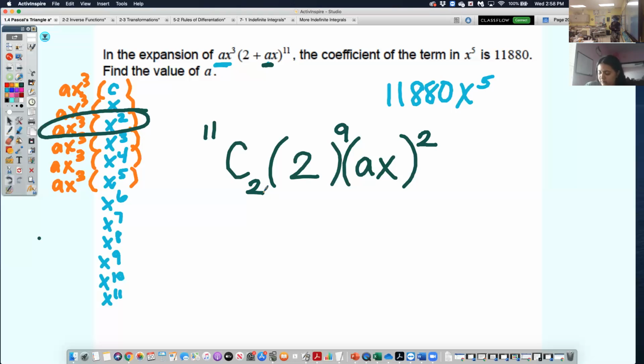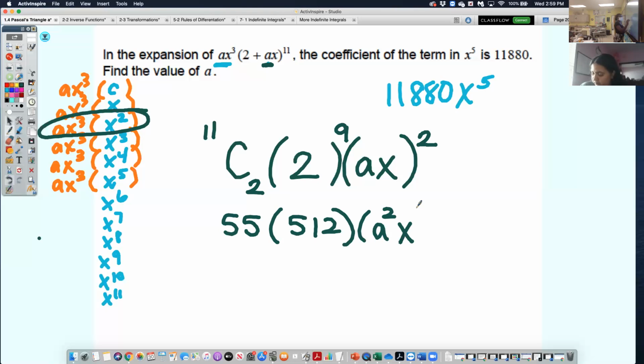Now, this is a calculator problem. Can someone tell me what 11 combination 2 is? And just read the numbers left to right. 55. Oh, really? Okay, I thought it was going to be longer. What's 2 to the 9th power? 512. And ax to the 2nd power is going to give me a squared x squared.